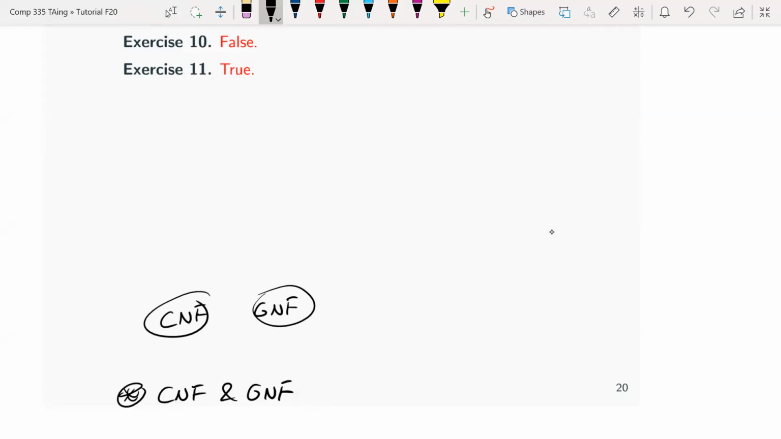Okay, so remember, what does CNF mean? It means that all your production rules look like A gives you BC or A gives you little a. And then the GNF is, no leftmost variables. Yeah, so it's a terminal, and then you can have any string of variables after it.